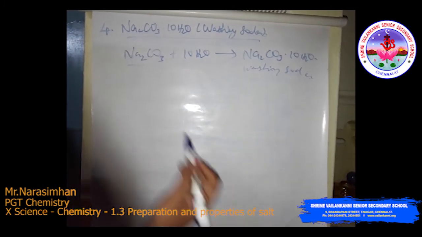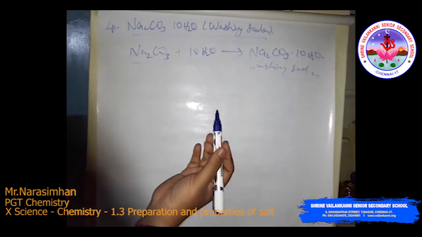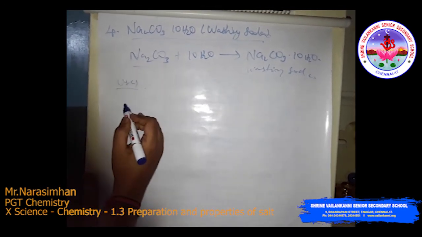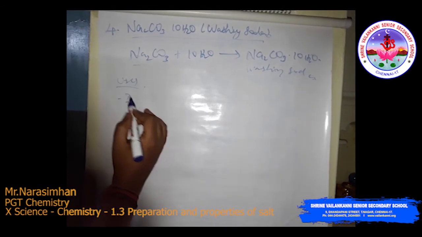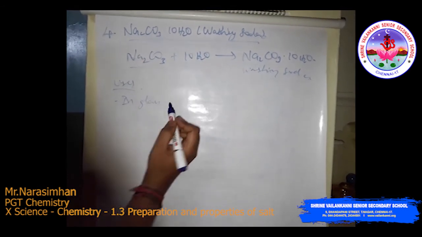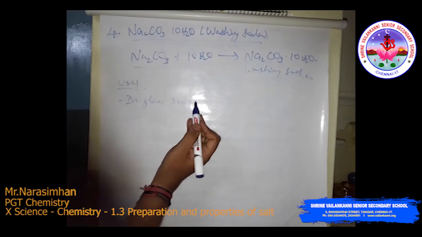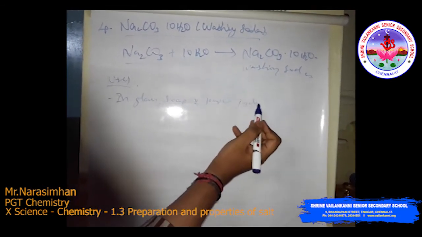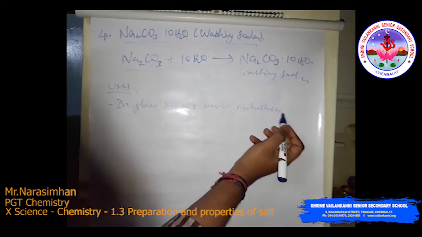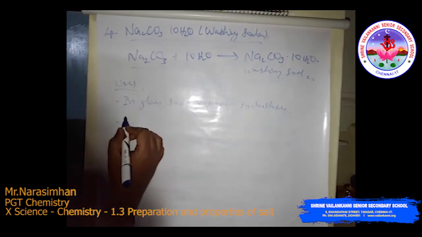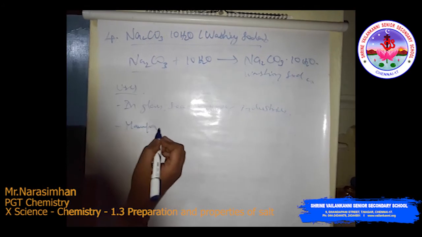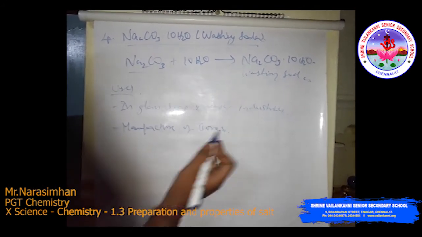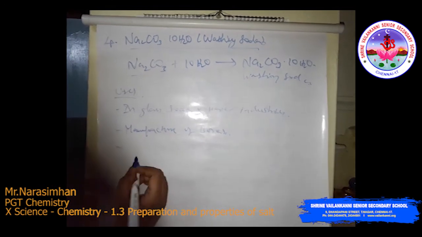It is a basic salt. So where is it used? The uses are in the glass industry, in soap and paper industries, and in the manufacture of borax, which is one of the chemicals.